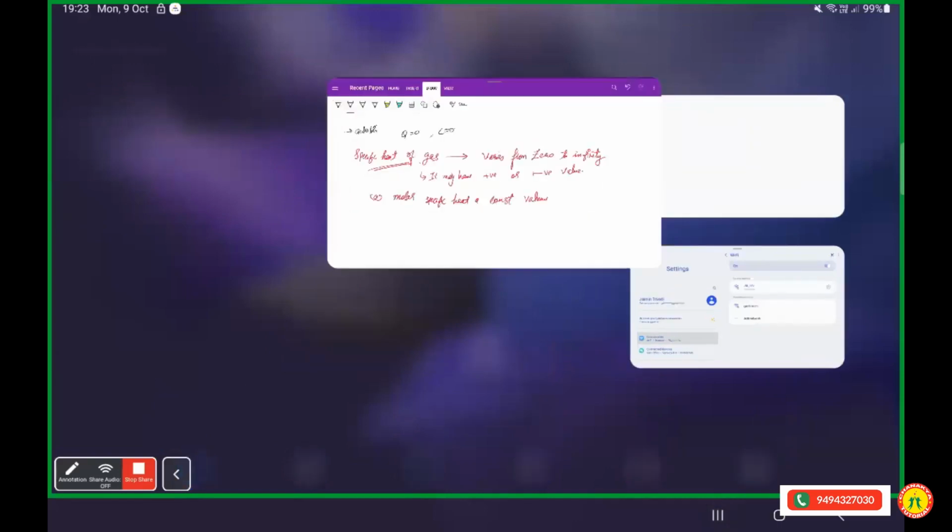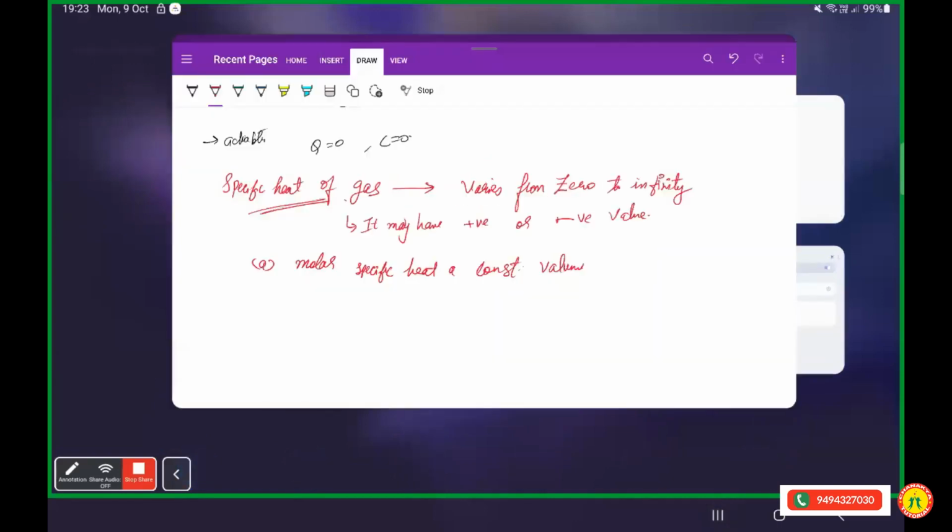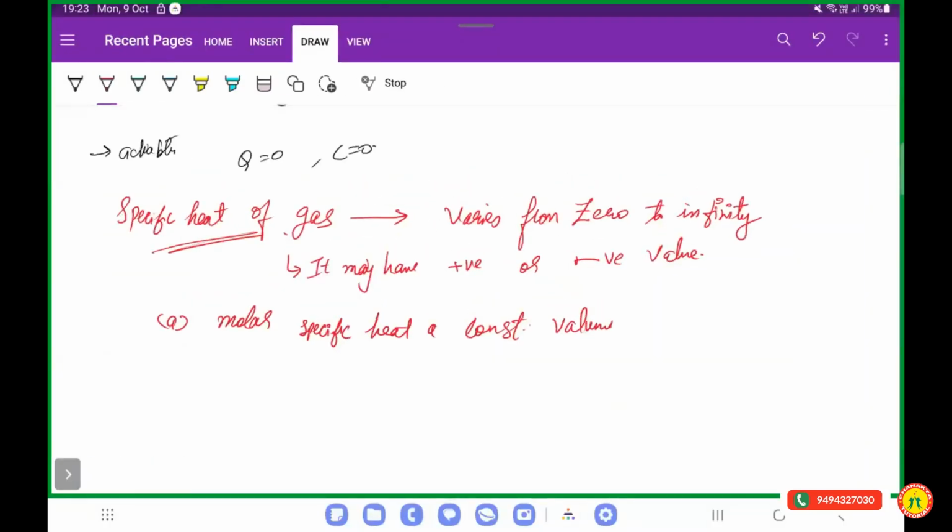So specific heat of gas varies from 0 to infinity. This may have some positive and negative values. So molar specific heat at constant volume, that is Cv. In this one, same words we can write.